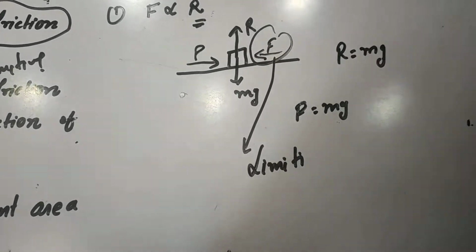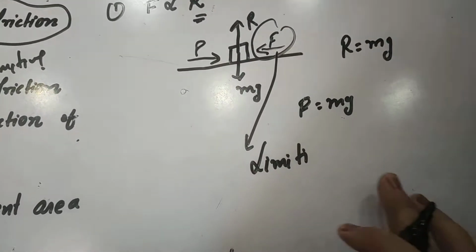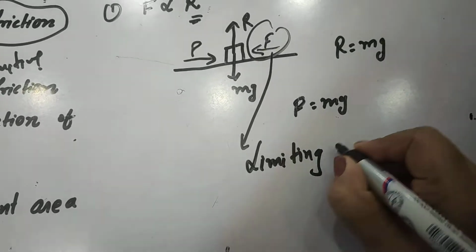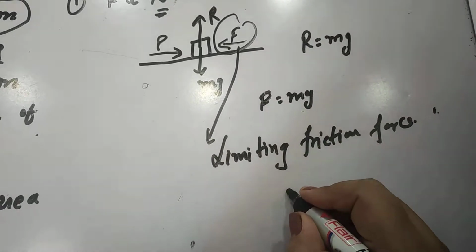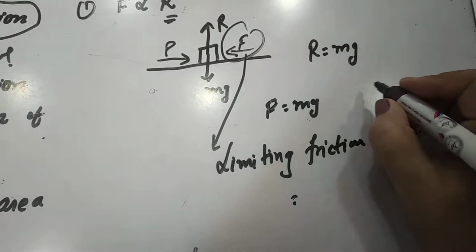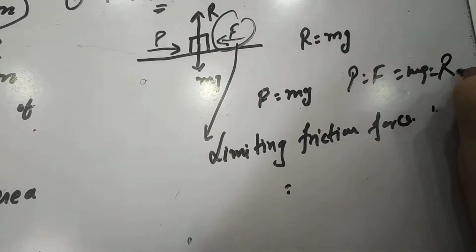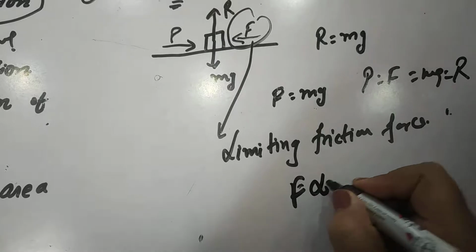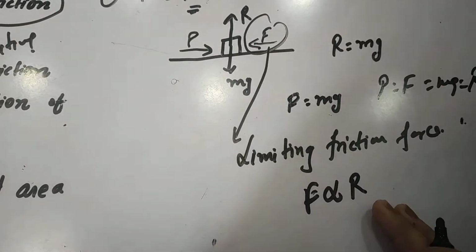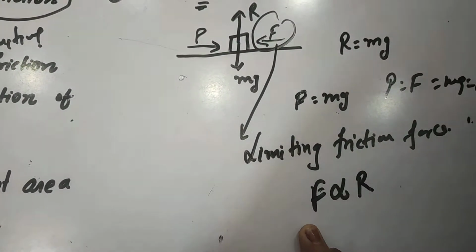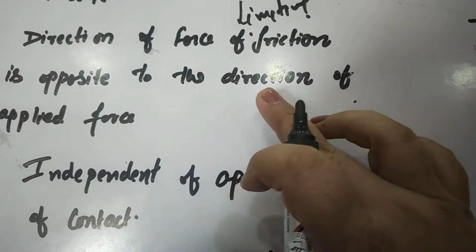When the block is at the verge of moving, that is the maximum value of static frictional force and is known as limiting frictional force, right? And since this P is equal to F and is equal to mg or R, we can say that F is directly proportional to R. The more the weight of the body, the more the reaction force, and hence the force of friction will be more. Now coming to the second point, the direction of force of friction is opposite to the direction of applied force.